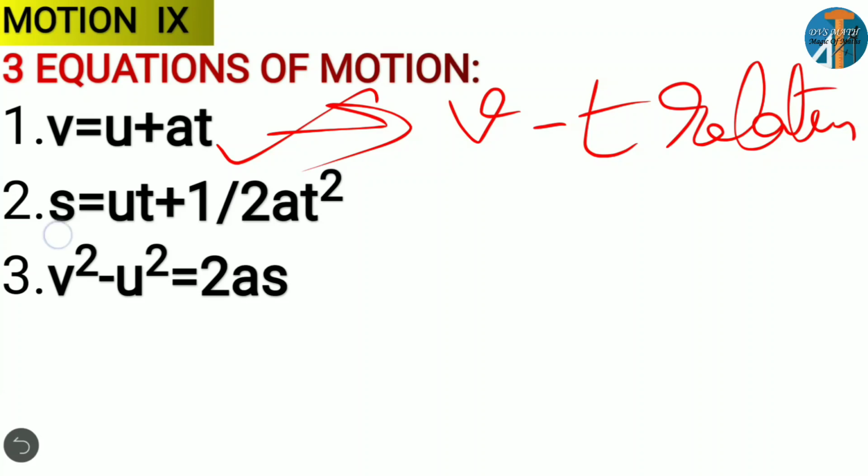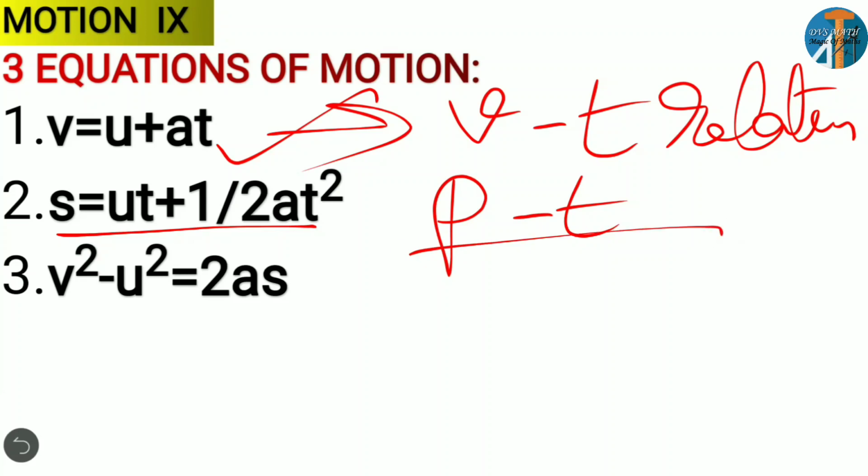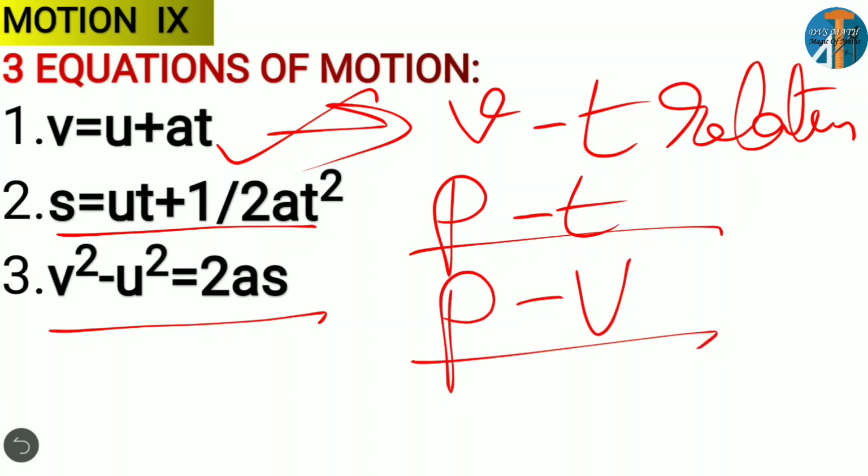Then this is the position and time relation, that is S is equal to UT plus half AT square. Then finally V square minus U square is equal to 2AS. This is the position and velocity relation. So V is equal to U plus AT, S is equal to UT plus half AT square, and the third one is V square minus U square is equal to 2AS.